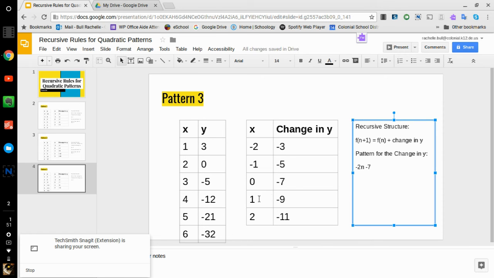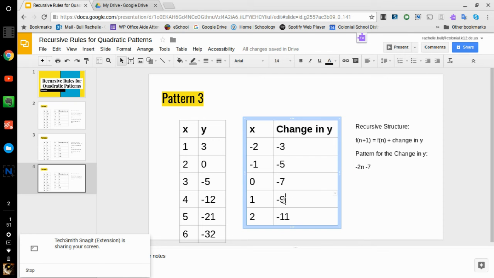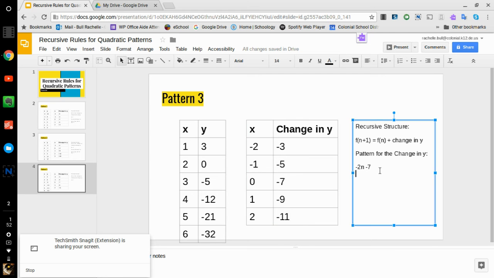Let's plug in 1. Negative 2 times 1 is negative 2, minus 7. The change was indeed negative 9. Negative 2 times 2 is negative 4. Negative 4 minus 7 is negative 11. That is indeed the change that we had. And so this is our correct pattern.